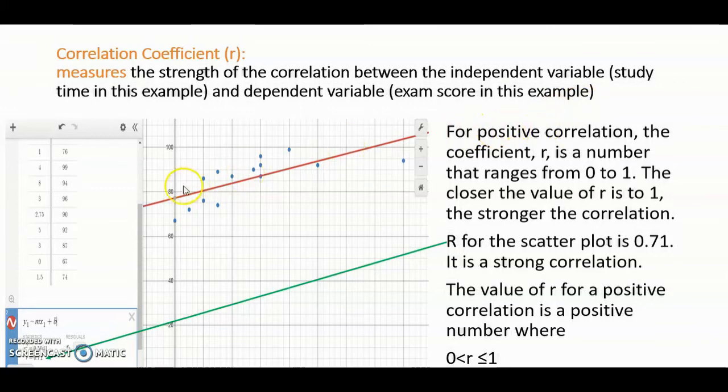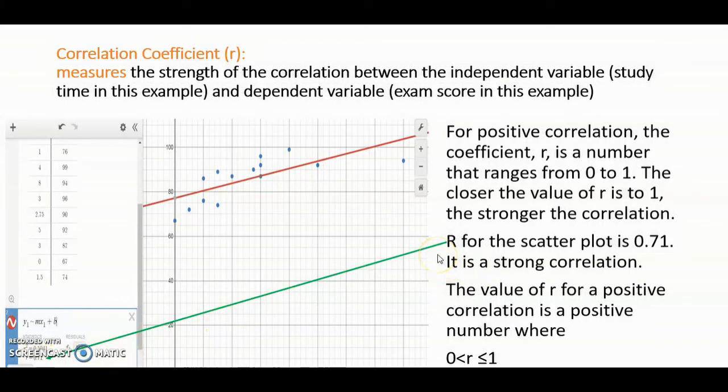For a positive correlation like what we have here, the coefficient r is a number that ranges from 0 to 1. The closer the value of r is to 1, the stronger the correlation. Now, how do we obtain this number, the coefficient of correlation? Well, fortunately again, we do not have to calculate it by ourselves. It is given to us by the calculator right here at the bottom. And for this data, the coefficient of correlation, r, is equal to 0.71.